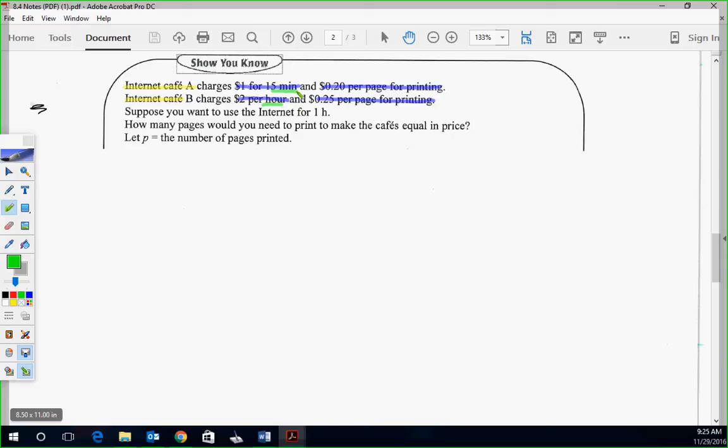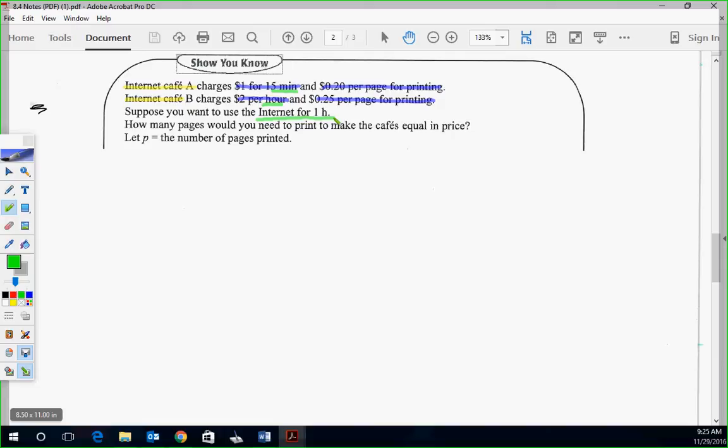That's an issue. If you just set that up as $1 and $2, that's wrong, because you're saying X is the same time, and it's not. One's an hour, one's a minute. What's important is that it tells you you want to use it for 1 hour. So now your time is no longer a what?